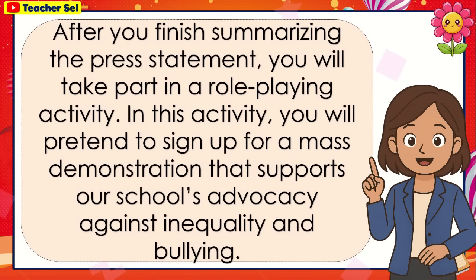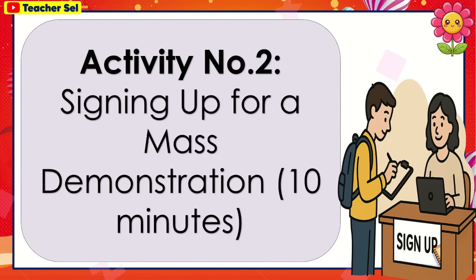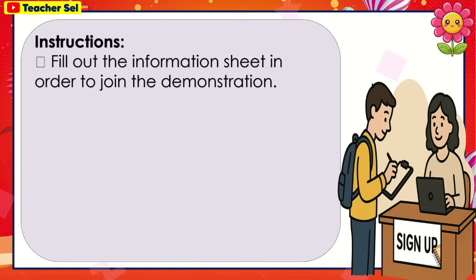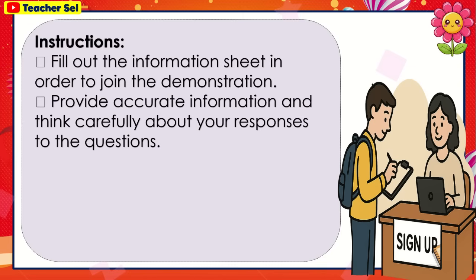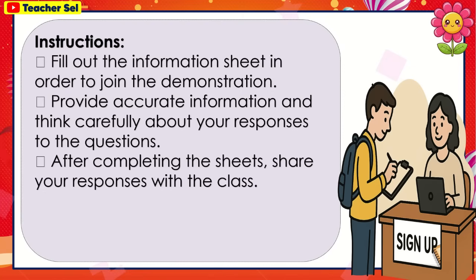After you finish summarizing the press statement, you will take part in a role-playing activity. In this activity, you will pretend to sign up for a mass demonstration that supports our school's advocacy against inequality and bullying. For activity number 2, signing up for a mass demonstration, it is good for 10 minutes. Instructions: fill out the information sheet in order to join the demonstration. Provide accurate information and think carefully about your responses to the questions. After completing the sheets, share your responses with the class.